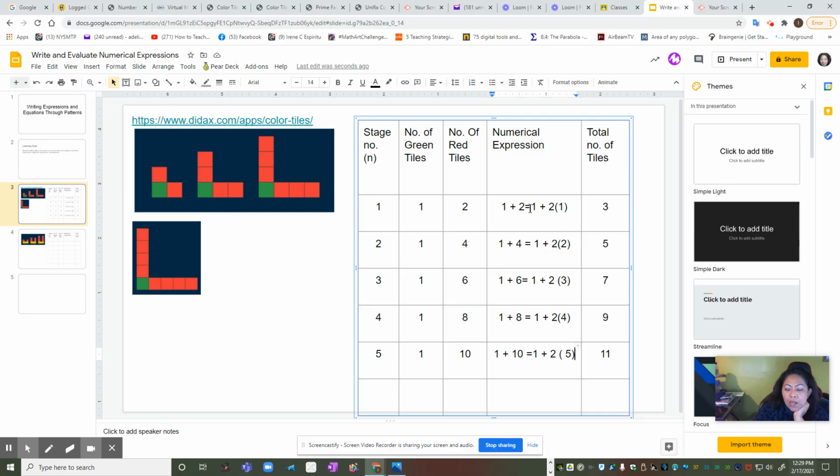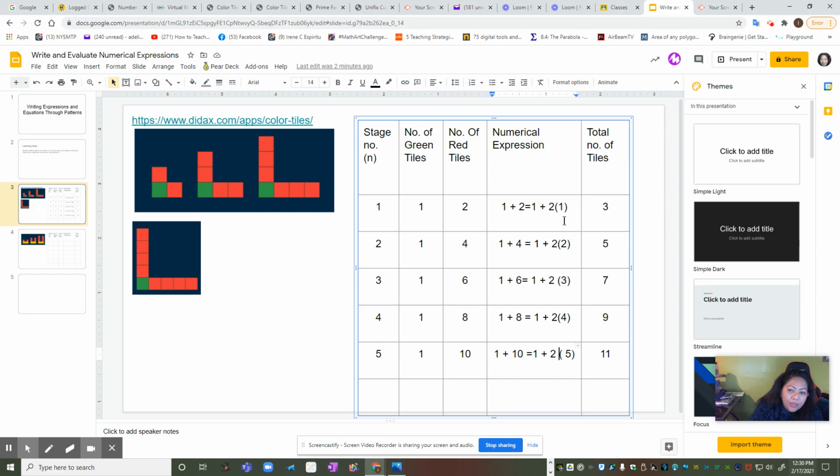Now, here, the numbers that do not change are 1 and 2. Now, 1, we can say that 1 is the green tile. Now, how can you relate 2 with our diagram? And how can you relate 1, 2, 3 with our stage numbers? So, if you look at 2 here, on each stage, we have 2. Where is 2 in the diagram?